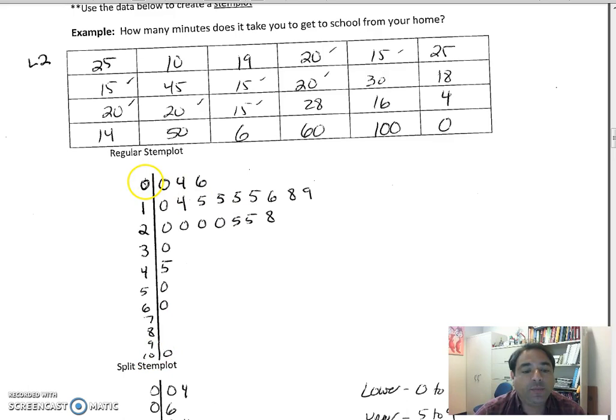So the numbers that begin with a 0, so if I have a 0 or a single digit number, I have 0, 0, 0, 4, 0, 6, and then 1. So I have 10, 14, 15, 15, 15, 15. Notice I have 4 15s all represented. I have a 16. I have an 18. I have a 19. These are all the ones.